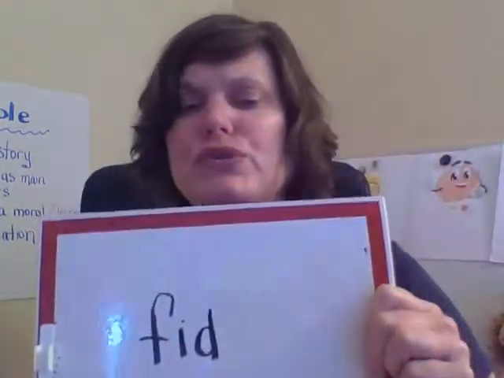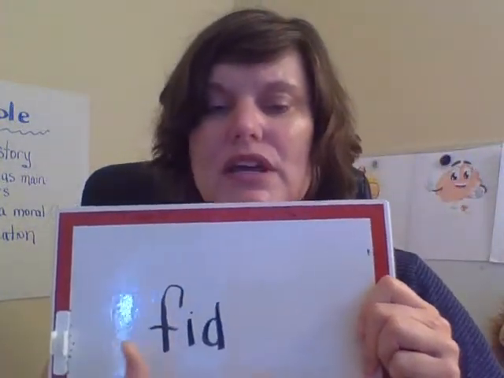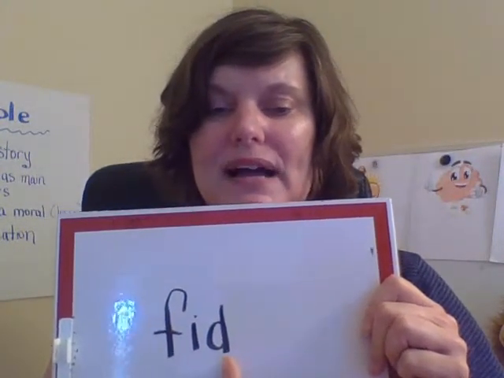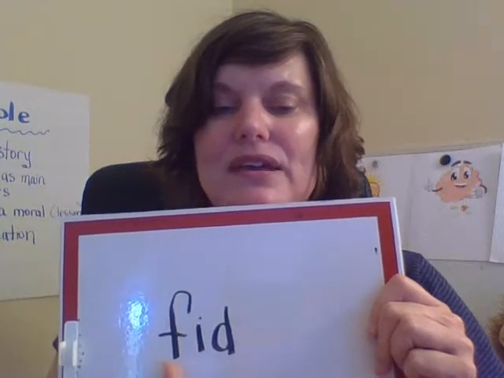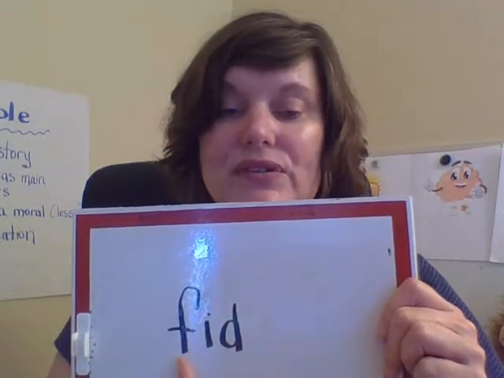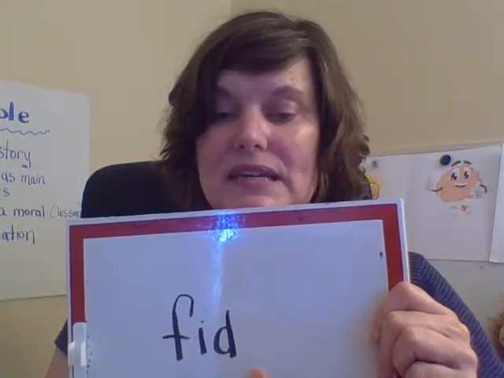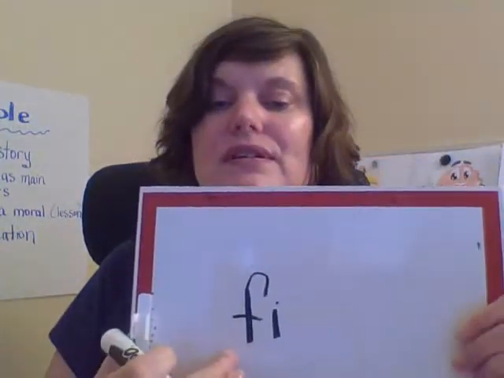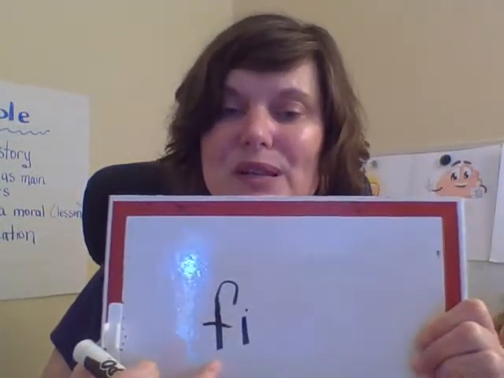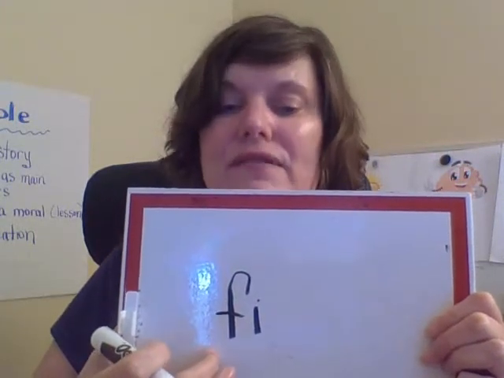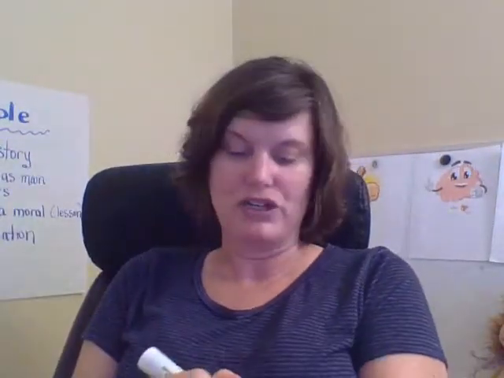Let's try another one. When I show it to you, I want you to think, is this open or closed or final stable? You're right, it's a closed syllable because the consonant is blocking in the I. So we know it's a short vowel sound. Let's read. Fid, fid. Let me take a letter away and see what happens. That's right, now it's an open syllable. So it's going to be a long vowel sound. Fi, fi, like final.